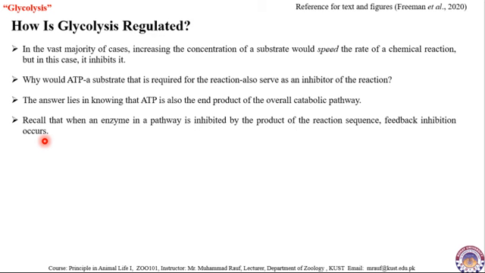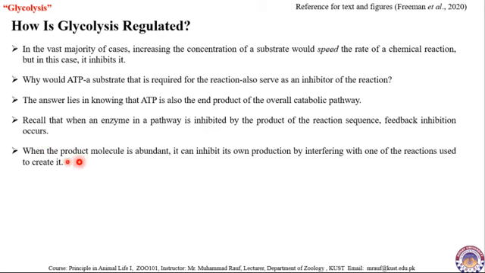So here the basic purpose of glycolysis is to produce ATP. So ATP is one of the products of glycolysis, and then this product acts as a regulator on this pathway. When the product molecule is abundant, it can inhibit its own production by interfering with one of the reactions used to create the third reaction.